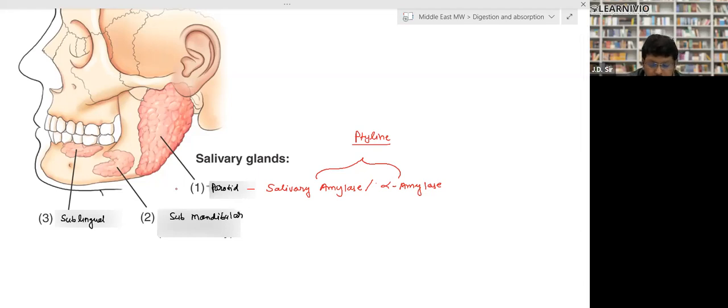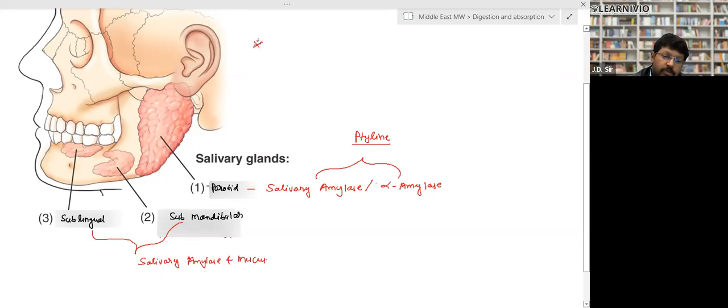Next, submandibular and sublingual secrete salivary amylase and mucus. Full stop. Next point should be in a star form.